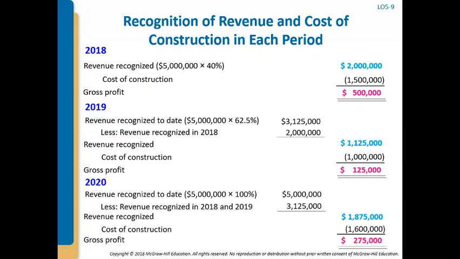And so in your income statement for this construction company, it would look like this for the first year. Revenue recognized of 2 million, cost of construction 1.5 million for this job. Gross profit is the difference. Same for the second year, same for the third year.